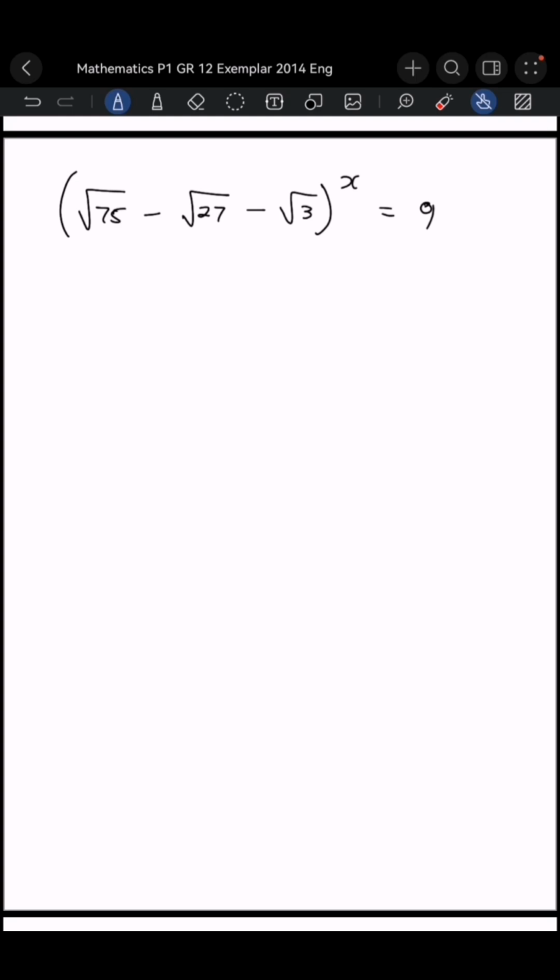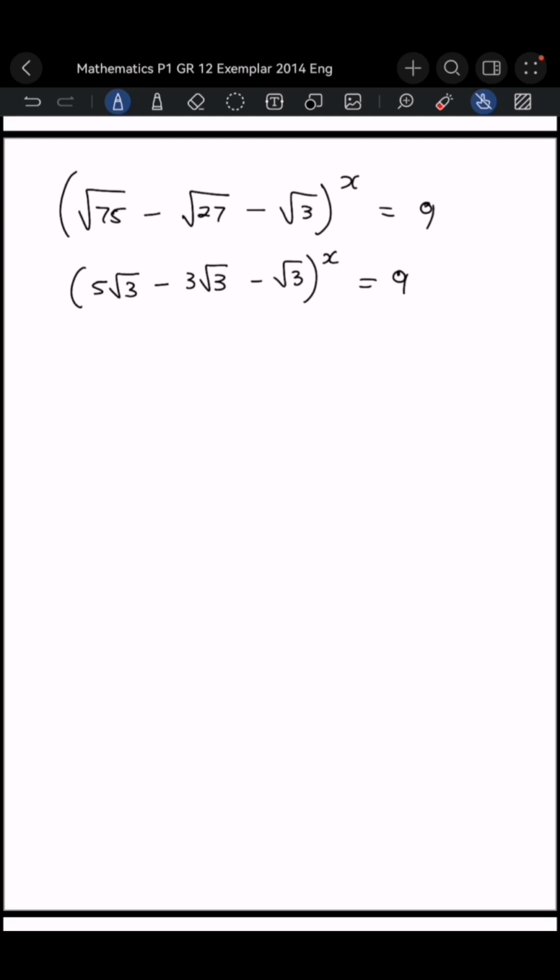Alright, we have the square root of 75 minus the square root of 27 minus the square root of 3, all raised to the power of x, is equal to 9. We start here. We say the square root of 75 is going to be the square root of 25 times 3, which is going to be 5 square root of 3 minus 3 square root of 3, right, minus the square root of 3, all raised to the x is equal to 9.